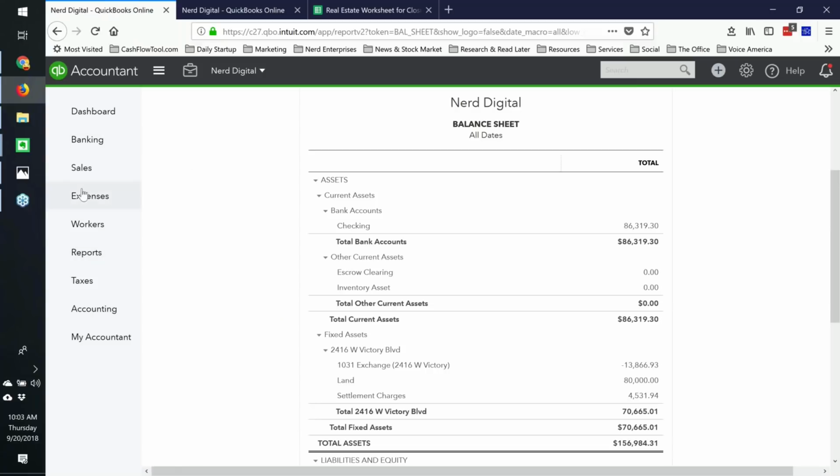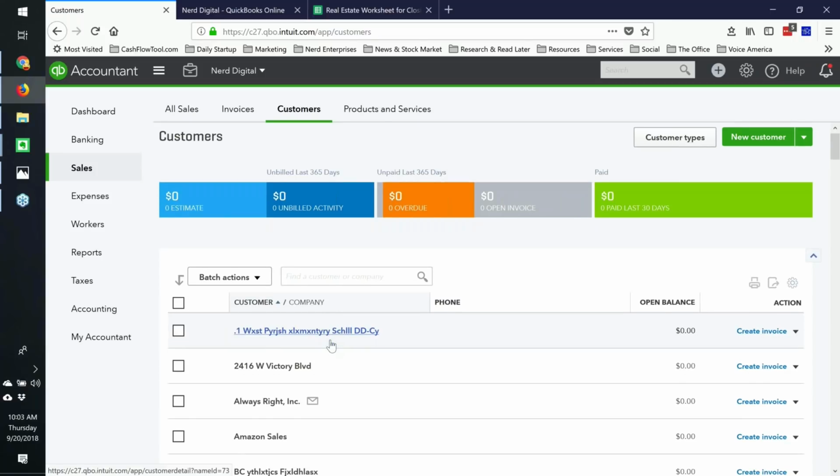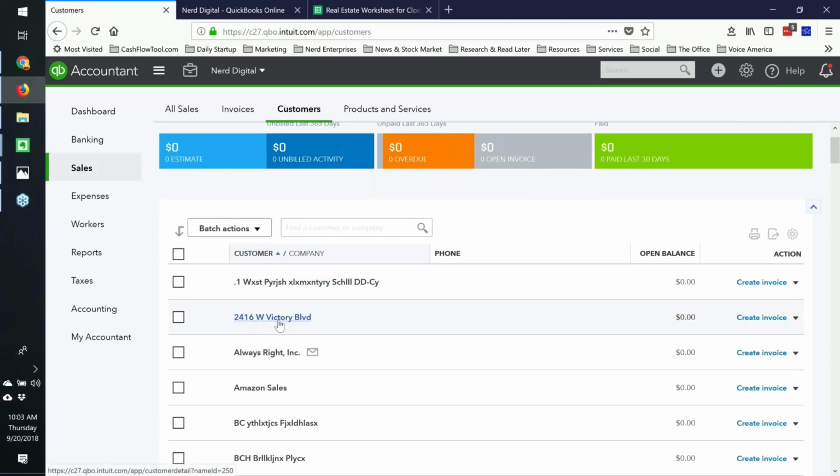So remember that we created, and if I go into my sales list, I can go right into my customers, right? And there's gobbledygook in here because this was data that I pulled in from a client's real data, and then I just did searches and replaces to change letters around so that it wasn't their actual client names. So here's the customer we created for this property, 2416 West Victory Boulevard.